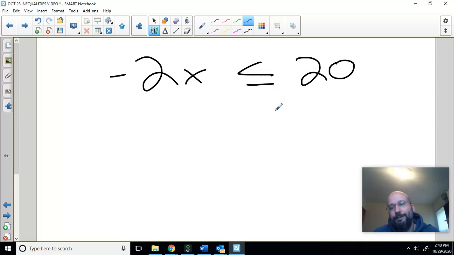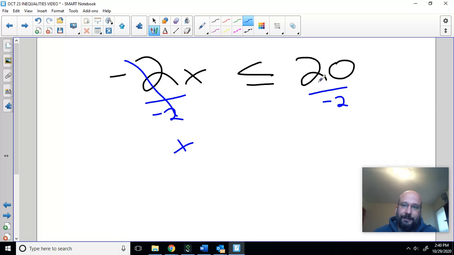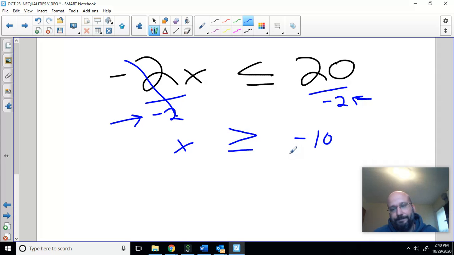So the only difference between solving inequalities and solving equations is when you multiply or divide by a negative number, you have to change the sign. This is a one-step equation where I'm going to divide by negative 2. Divided by negative 2 on both sides. This cancels. I have x. 20 divided by negative 2 is negative 10. But because I divided by a negative 2, this sign has to be flipped. And then I can graph it.